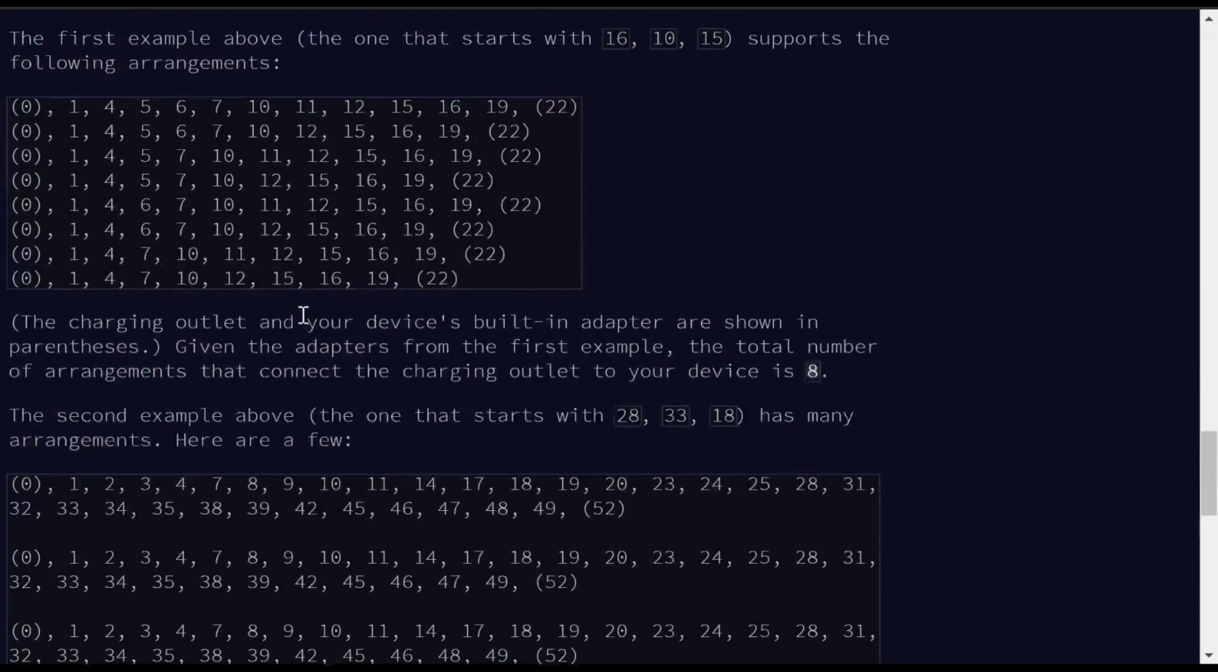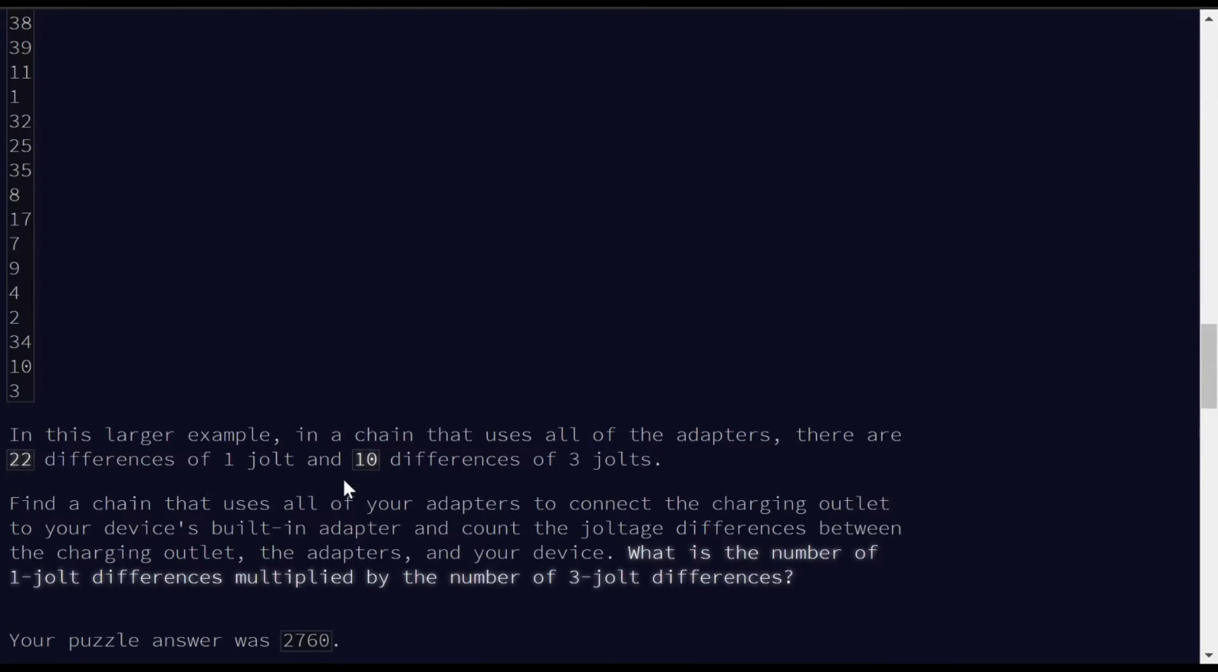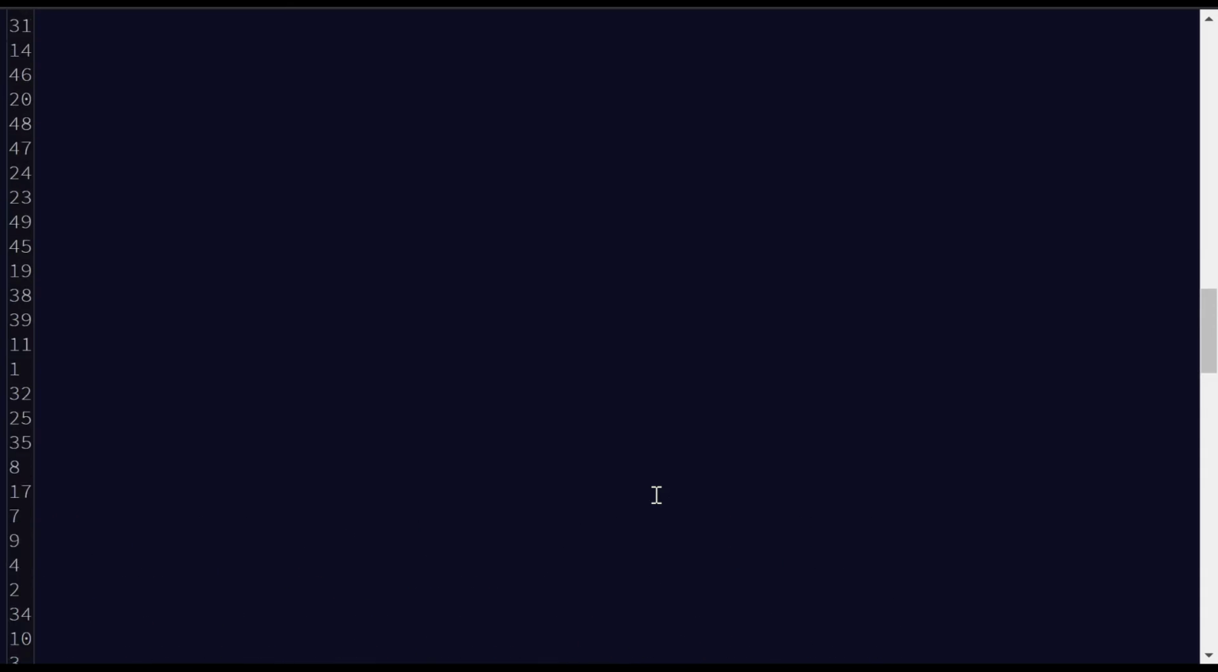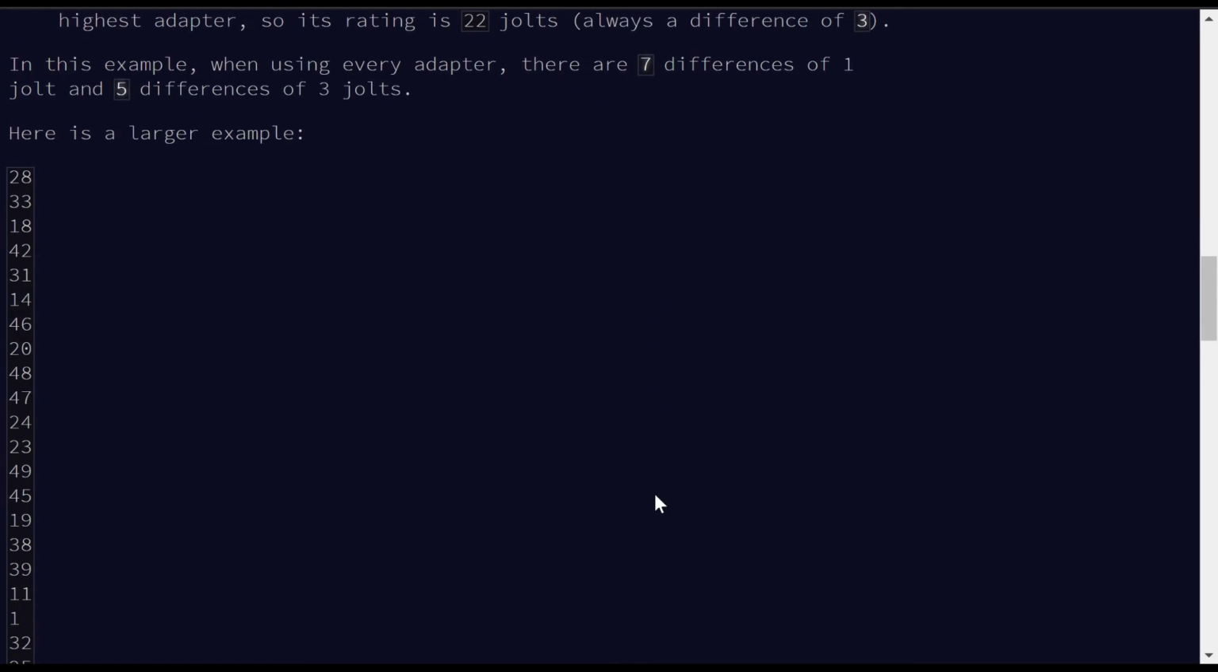So what they're asking is, find a chain that uses all of your adapters to connect the outlet to your device's built-in adapter and count the joltage differences between the outlet, the adapters, and your device. What is the number of 1 jolt differences multiplied by the number of 3 jolt differences? Now, I don't know whether our input has any 2 jolt differences, but we can just ignore them.